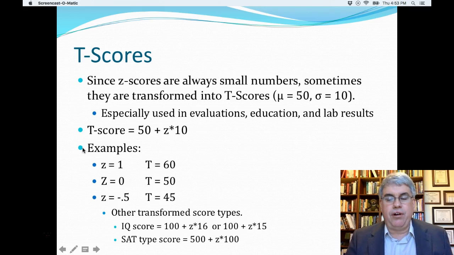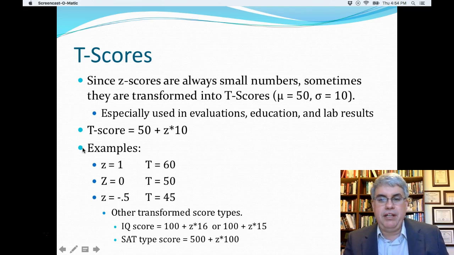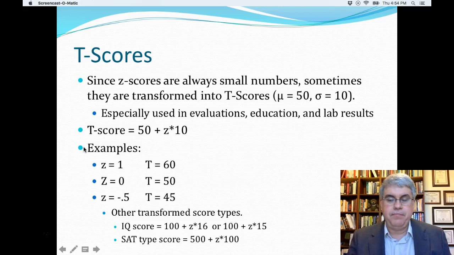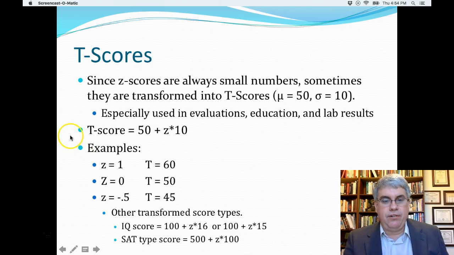So since these scores are always small numbers, sometimes they're transformed into t-scores where the average score is 50 and the standard deviation is 10. This is especially used in evaluations and in educational purposes, lab results, like when you get blood tests. We can calculate t-scores from z-scores with the formula t equals 50 plus z times 10. So you just take your z-score, times it by 10, and add it to 50, and that'll give you a distribution of scores where the average score is 50 and the standard deviation is 10.